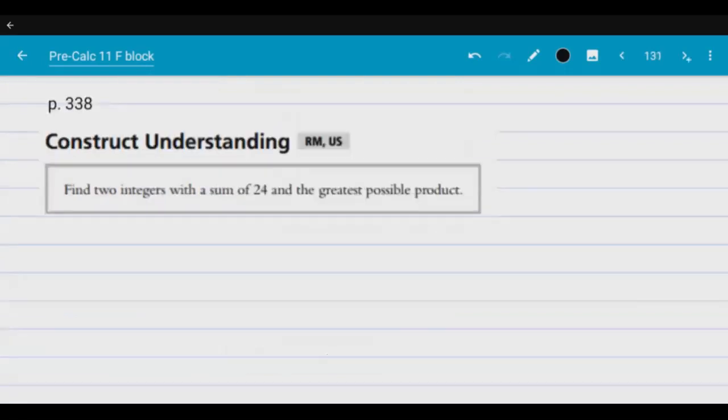Find two integers that have a sum of 24 and the greatest possible product. Now, guys, two integers would be two numbers that are not fractions or decimals and not irrationals. So we can start with probably guesswork. So 0 plus 24, of course, would be two integers with the sum of 24, but then the product would be 0 because 0 times 24 would be 0.